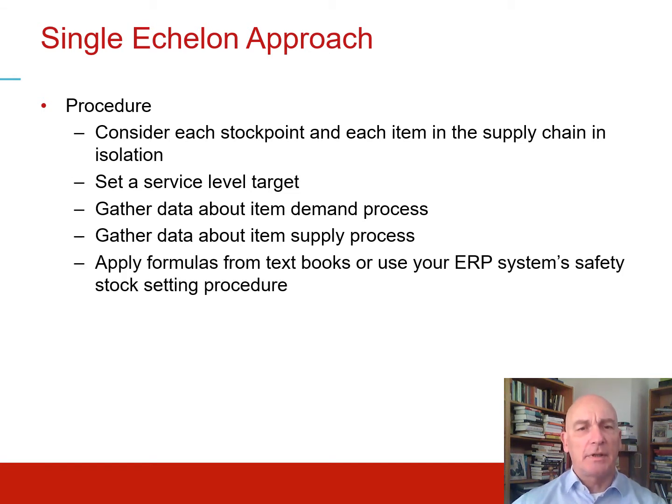And then, typically in a single echelon approach, we apply formulas from textbooks, or we can use the ERP system's safety stock setting procedure one way or another to determine the safety stocks or in general the control parameters of this item. And if you do this for each individual item in the supply chain, then we have our control policies, and you might say then we can start doing the planning, the ordering, etc. based on that.